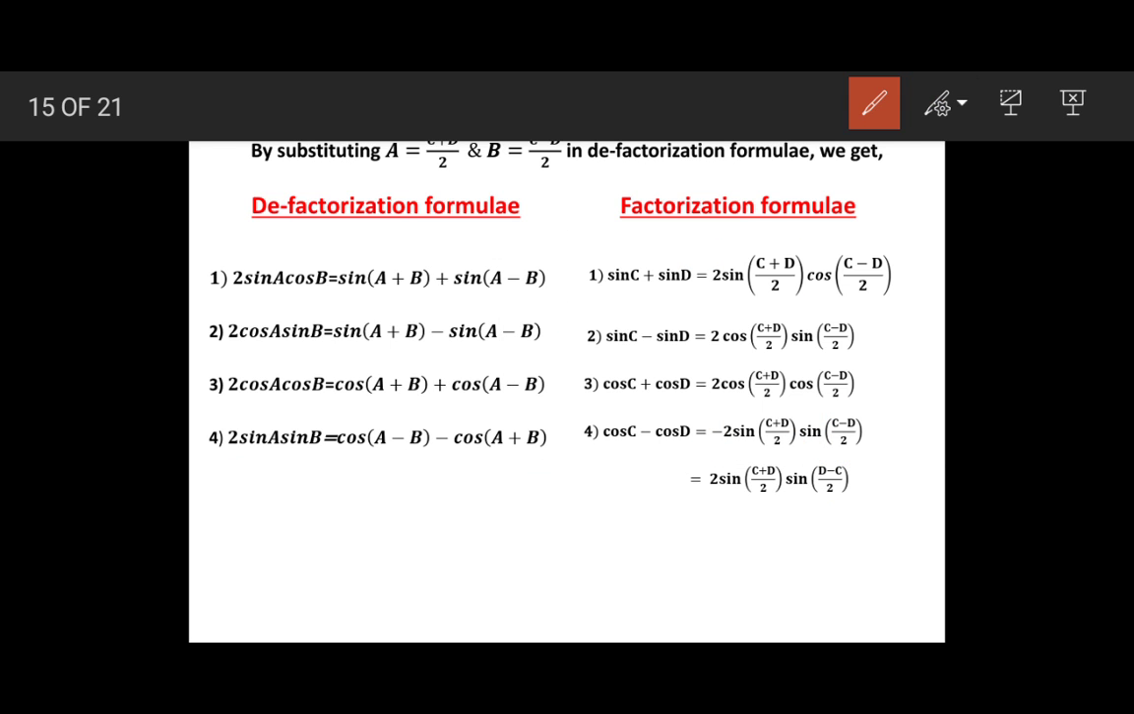So these are the 4 factorization formulas based on the defactorization formulas. Okay, so ultimately your factorization and defactorization formulas are totally based on the compound angle formulas. From the compound angle formulas we derived the defactorization formulas, and from the defactorization formulas we got the factorization formulas. Okay. So with this I am concluding this video. So thank you students.